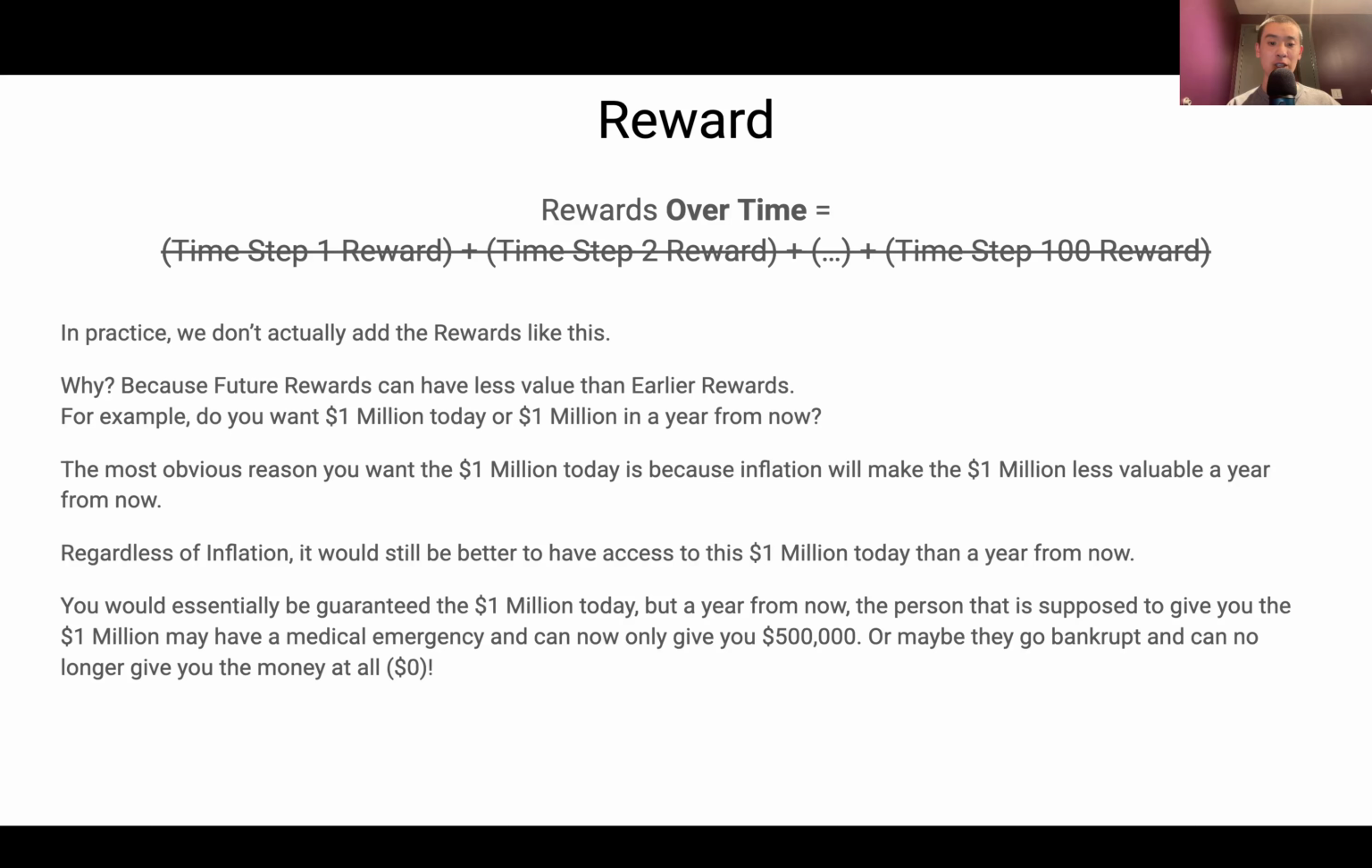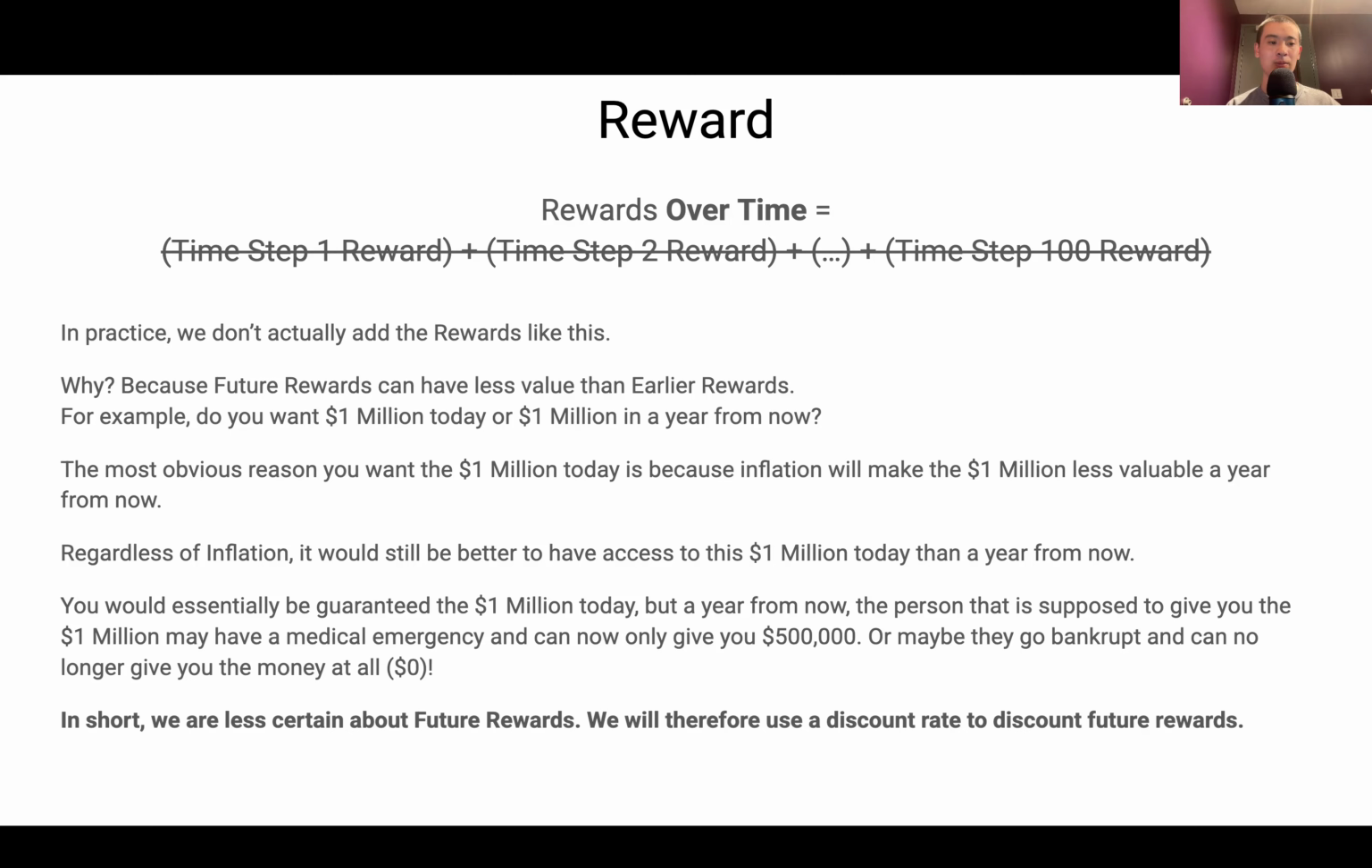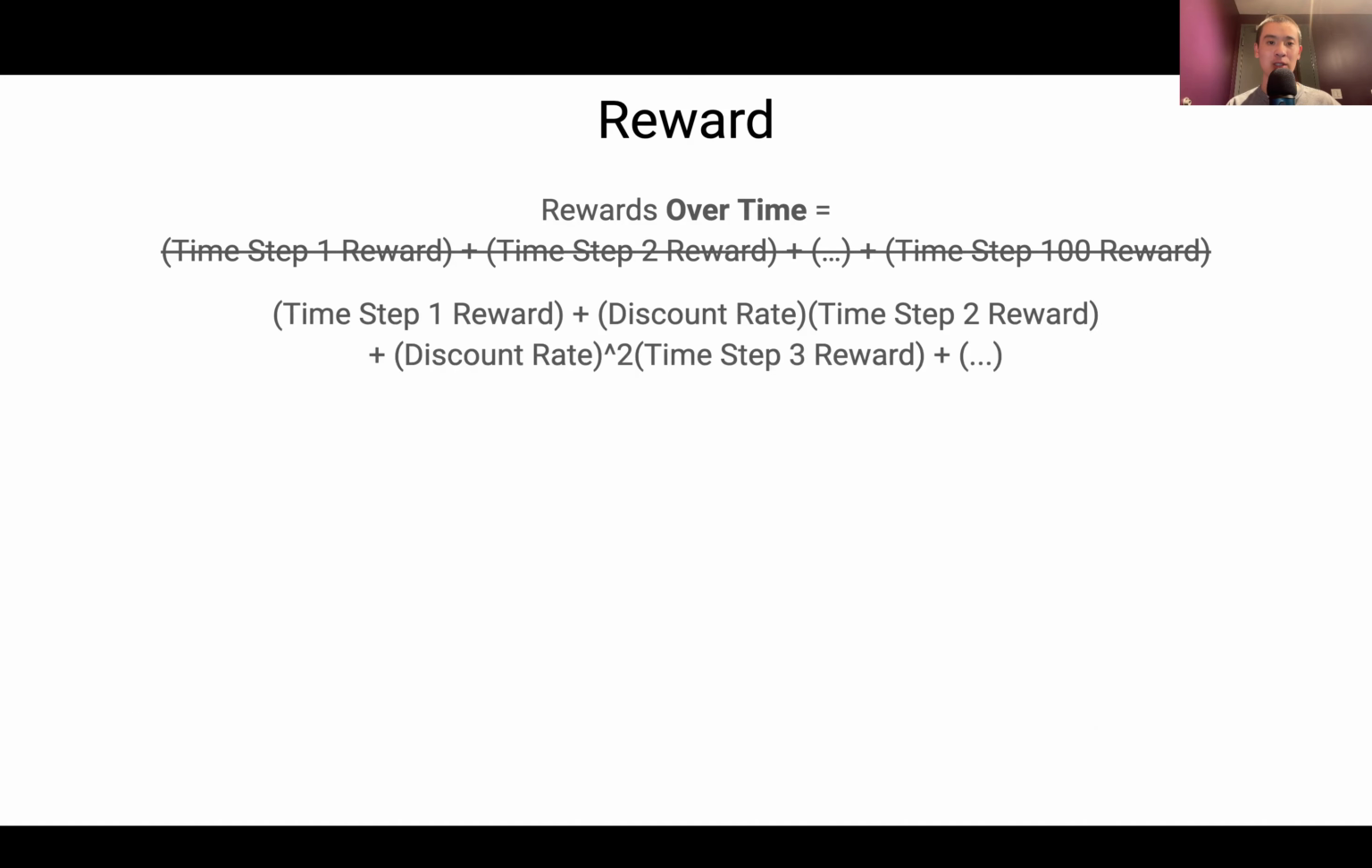You would essentially be guaranteed the $1 million today, but a year from now, the person that's supposed to give you the $1 million may have a medical emergency and can now only give you $500,000 a year from now. Or maybe that person goes bankrupt within a year and can no longer give you the money at all and gives you $0. In short, we are less certain about future rewards. We will therefore use a discount rate to discount future rewards.